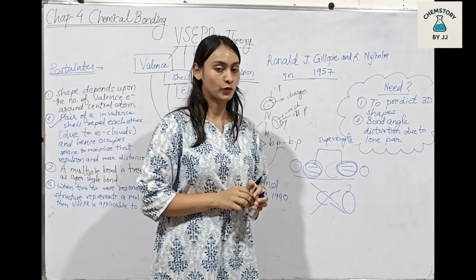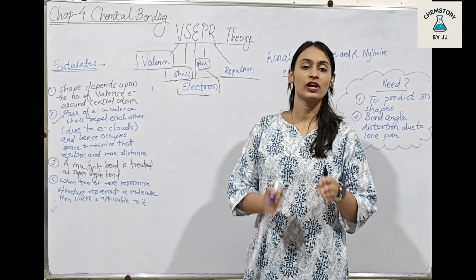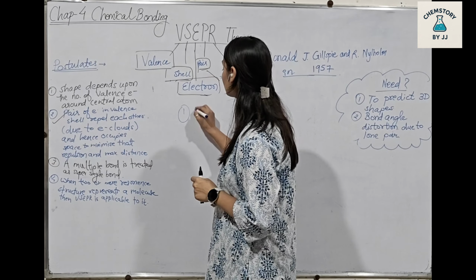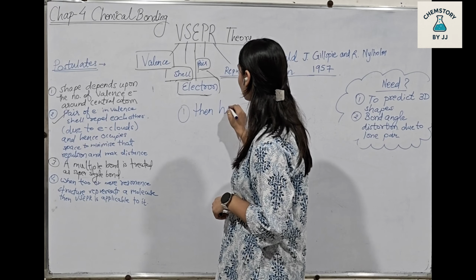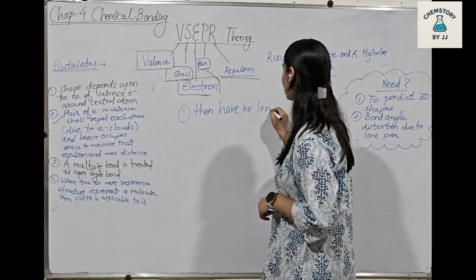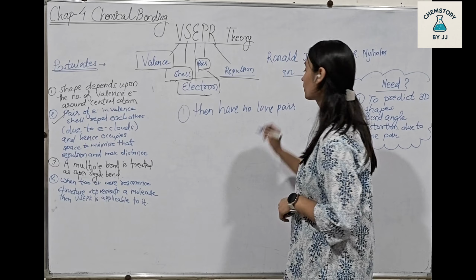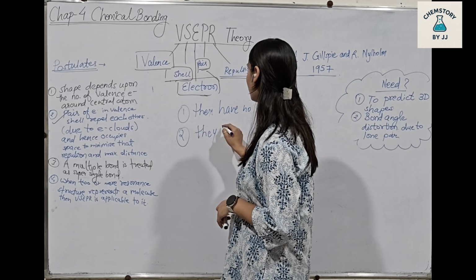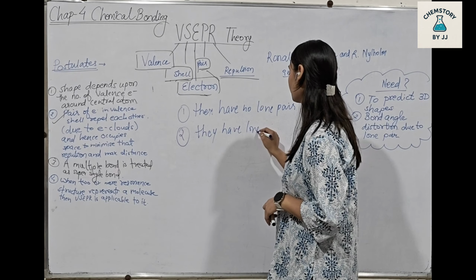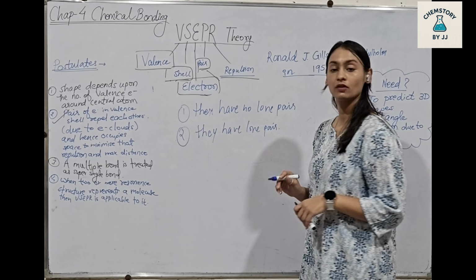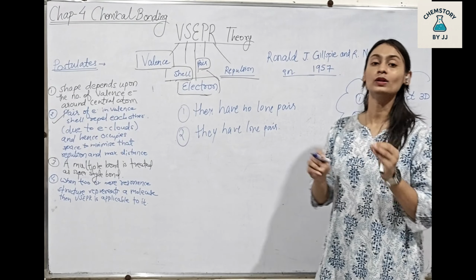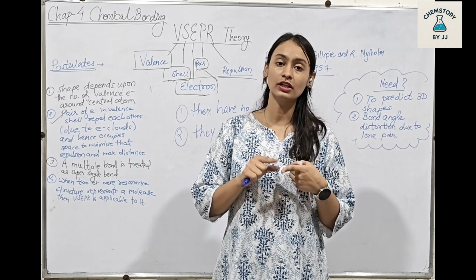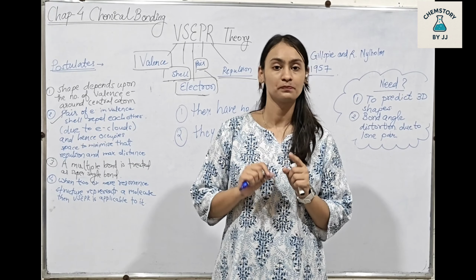Okay. So according to these postulates, we have arranged molecules into two types: first, on the basis that they have no lone pair, and on the basis that they have lone pair. Right? So in accordance with it, we are going to arrange molecules and predict the shape for it. As well as I'm going to teach you about the hybridization of these molecules.